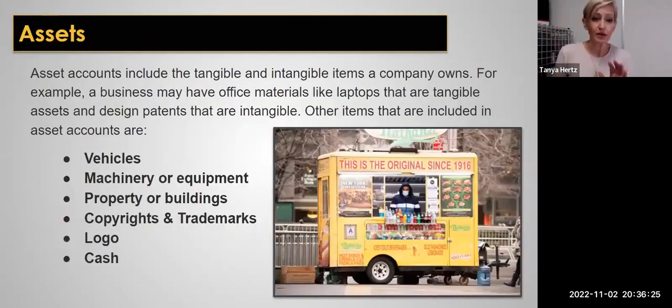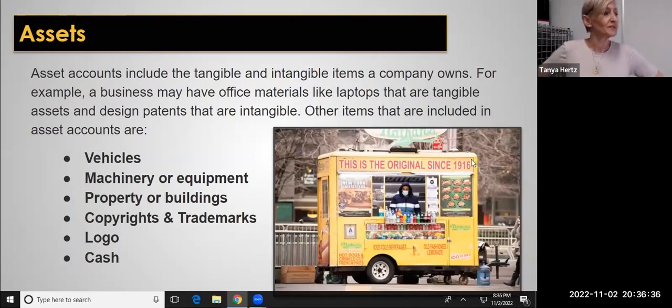So assets are all of the things that you own, all the tangible and intangible items that your company owns. For example, a business may have office material like laptops, cooking equipment, tangible assets, fryers, ovens, plates, knives, your food stuff. You might have intangible assets like goodwill, like design patents, like trademarks. Other items that are included in asset accounts are vehicles, machinery, all your equipment, any real property that you own, copyright, trademark, logo, cash, accounts receivable. All of these are assets.